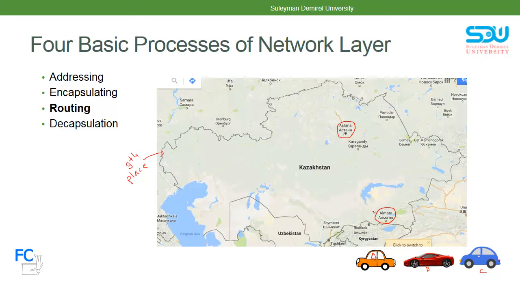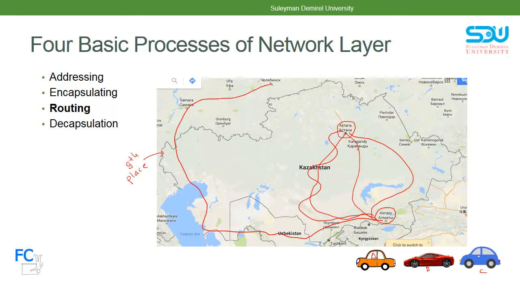When I ask people how many different ways are available for these cars to go from Almaty to Astana, people say many, and some of them say like 10, 20 and so on. Actually, there are a lot of different routes. We can say infinite combinations of routes, because the cars can travel using different ways. It can travel through Uzbekistan and go to Russia, and from Russia you can come like this, or the car can go to China, from China to Russia, and so on.